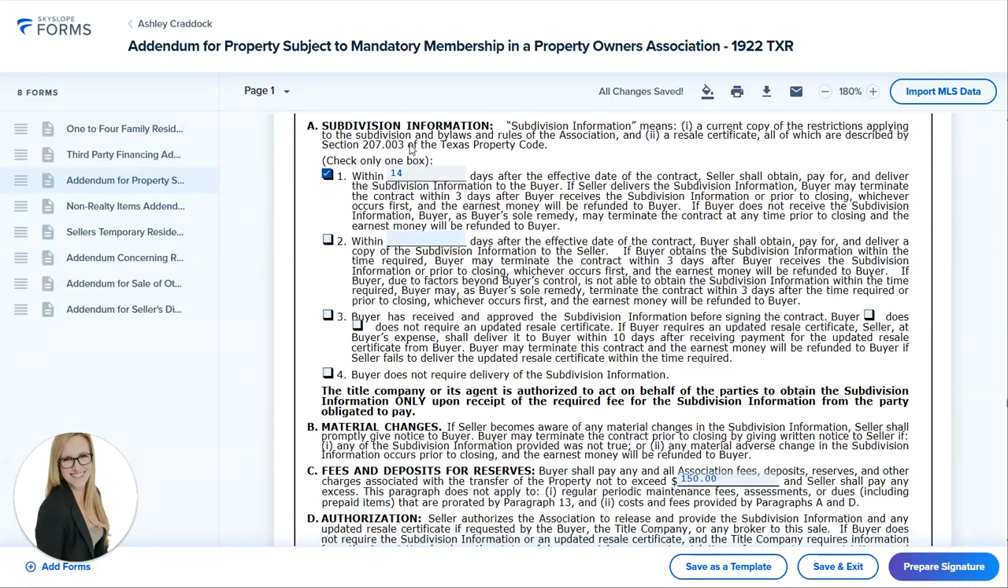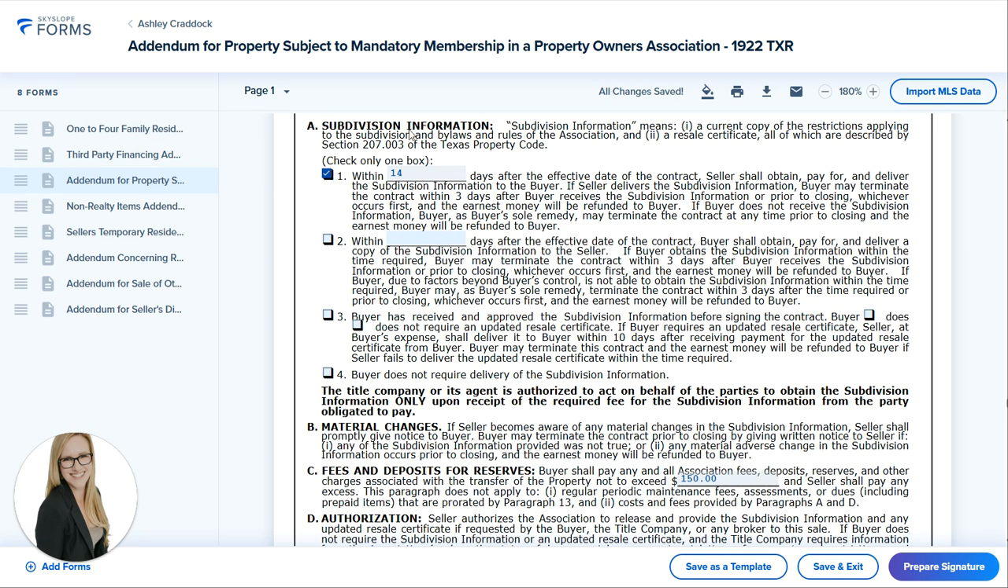And then these are giving a certain window of time for the seller to provide documentation. Normally we put something that's long enough that it gives you some time, but you will notice it says within 14 days after the effective date, the seller shall obtain, pay for, and deliver the subdivision information to the buyer. If the buyer delivers the subdivision information, the buyer may terminate the contract within 3 days after receiving the subdivision information or prior to closing, whichever occurs first, and the earnest money will be refunded to the buyer. If the buyer does not receive the subdivision information, the buyer, as the buyer's sole remedy, may terminate the contract at any time prior to closing, and the earnest money will be refunded to the buyer.